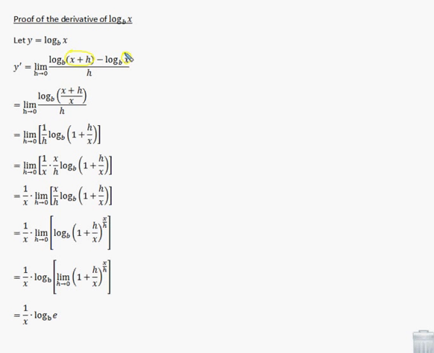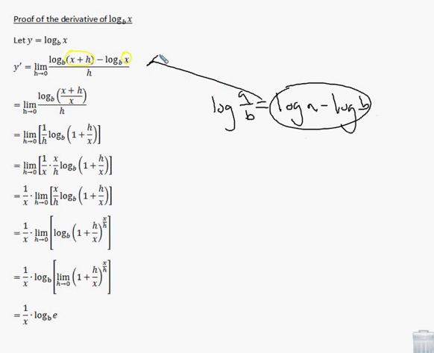The next step, the second step, we use a log property, right? The log property we're going to use is log of a over b equals log of a minus log of b, right? We have this right there, and we're going to change it into this. So a would be the x plus h, and the b would be x, so we get x plus h over x. So that's how we get what I would call the second step of the proof in this version here. And this is, of course, the version I'll put on the quiz.